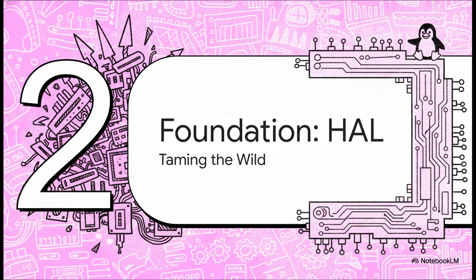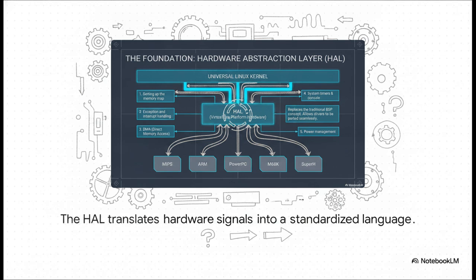All right, moving to Part 2, foundation, the hardware abstraction layer, or taming the wild. Now that we have the big picture, let's get down to the absolute bottom layer of our fortress to see exactly how Linux tames raw, chaotic electronics. At the very base of everything is the hardware abstraction layer, or the HAL. Look, in the embedded world, processors don't just come in one flavor, right? You've got ARM, MIPS, PowerPC, SuperH, it's a jungle. The HAL acts as the ultimate universal translator.